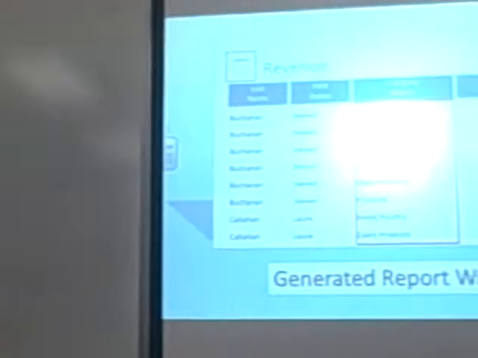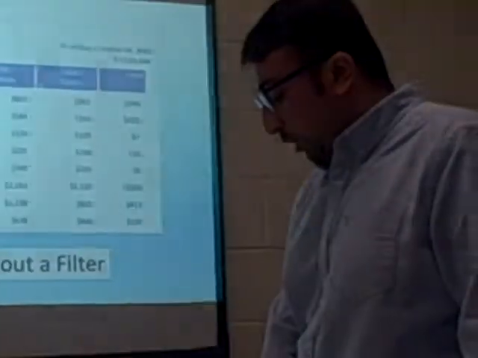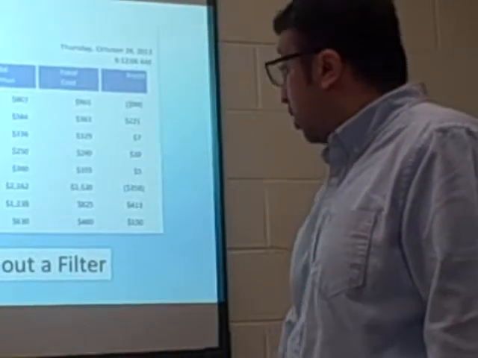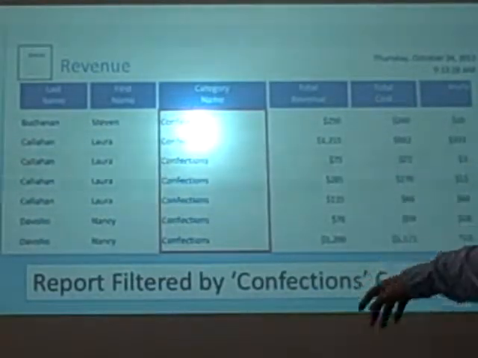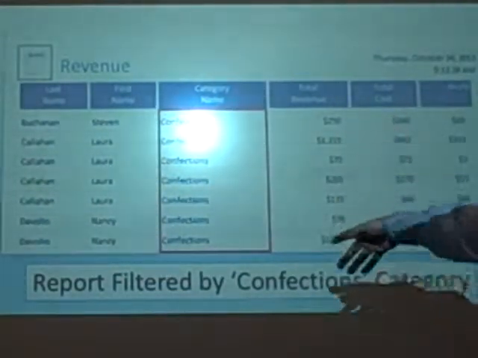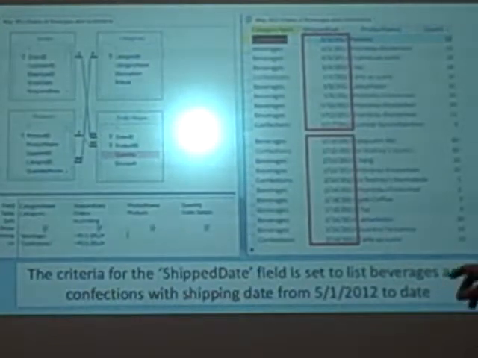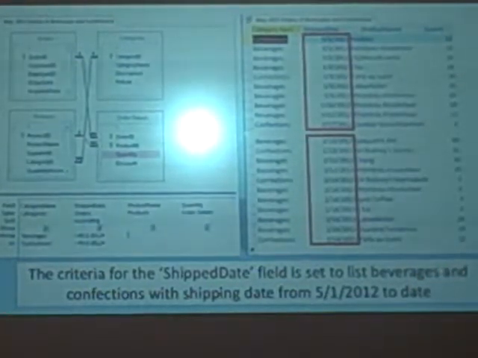The company also asked us to repair the order query that will list orders for beverages and confections shipped in May 2012. Here, after filtering the confections category, as you can see, it's listed. And here the criteria for the ship date field is set to list beverages and confections with shipping dates from May 1st, 2012 to date.